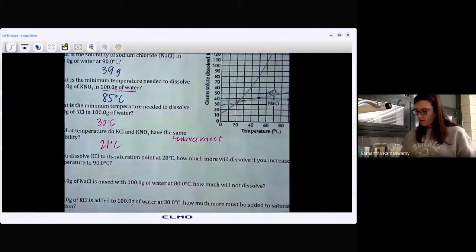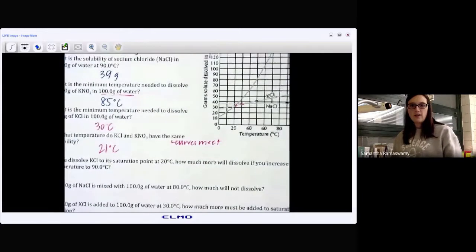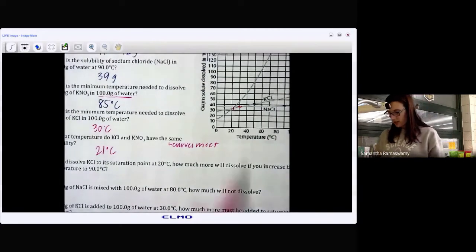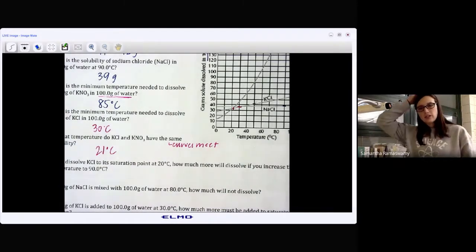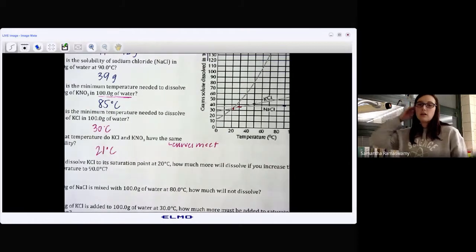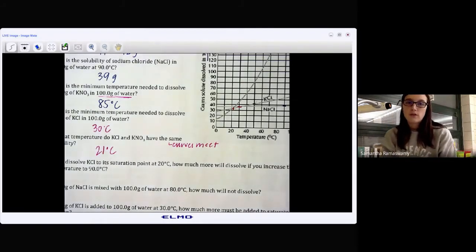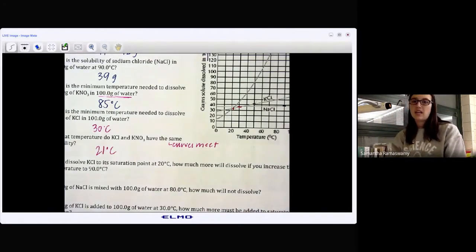Okay, for 5, minimum temperature, you can see I was marking on the curve over here. Minimum temperature needed to dissolve 35 grams of KCl. Make sure you're going to the correct curve. Follow 35 grams over until you hit the KCl curve, and it's right at about 30 degrees Celsius.